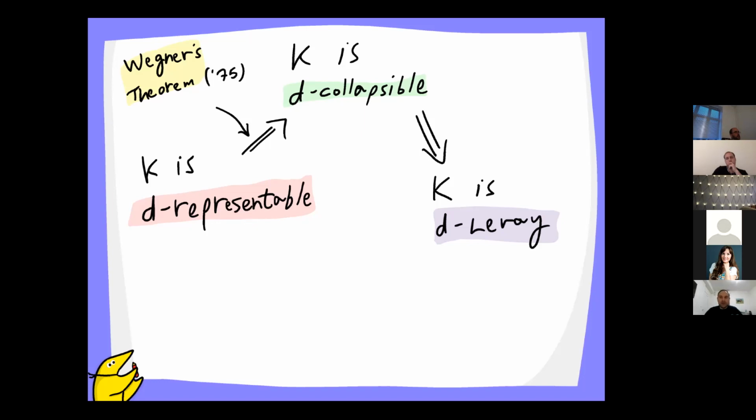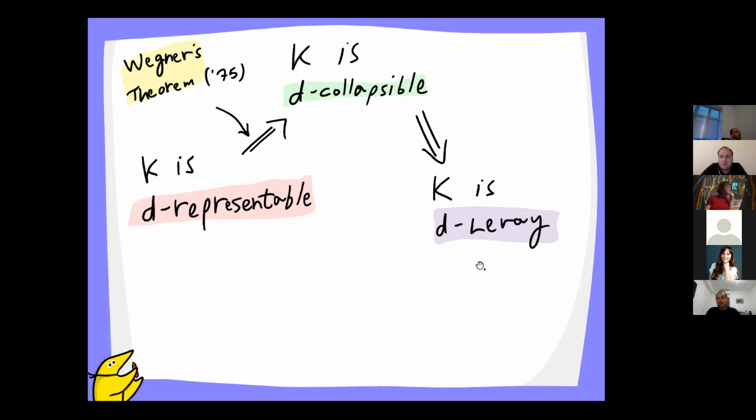And in fact, many properties of d-representable complexes, or equivalently many properties of families of convex sets in Rd, extend to these more general families of d-collapsible and Leray complexes. And many times it's even easier to understand these problems when looking at this more general setting.